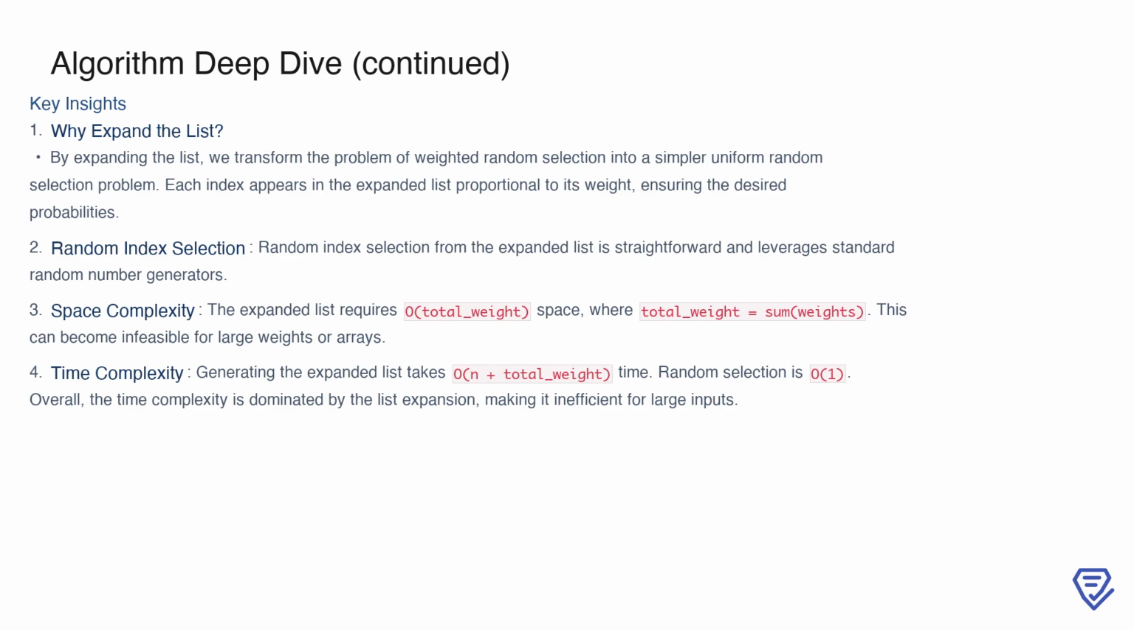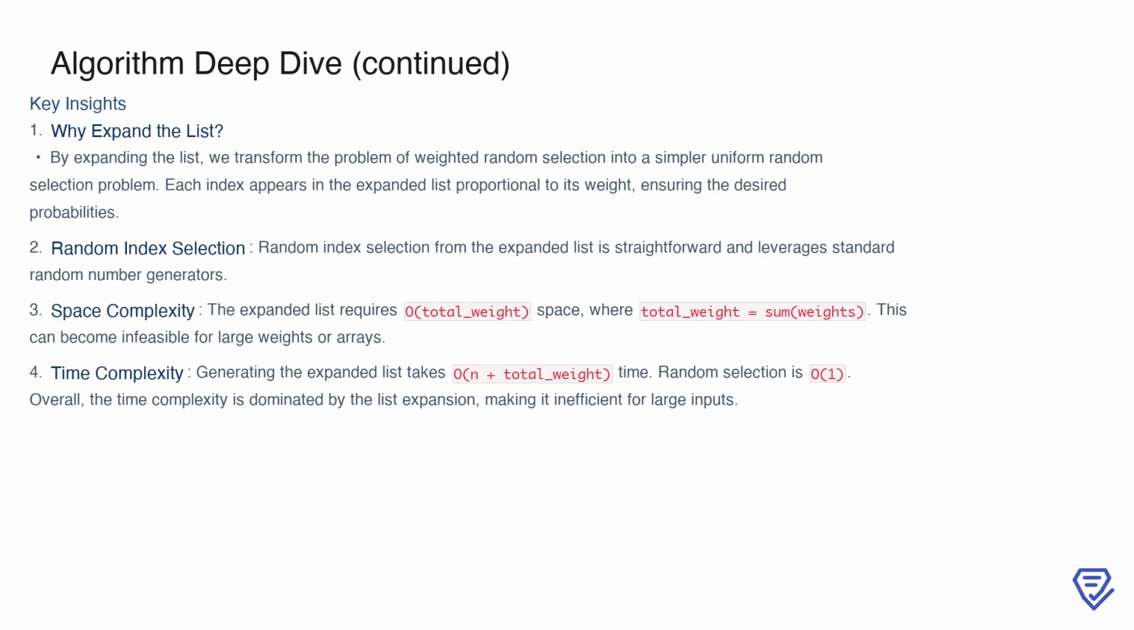However, this approach has limitations in terms of space and time complexity. The space complexity is proportional to the total weight, meaning that as the weights or the size of the array grow, the expanded list can become impractically large. Similarly, the time complexity is dominated by the process of creating the expanded list, which takes n plus total_weight time. While random selection itself is very efficient at O(1), the overall inefficiency of the list expansion makes this approach unsuitable for large inputs.